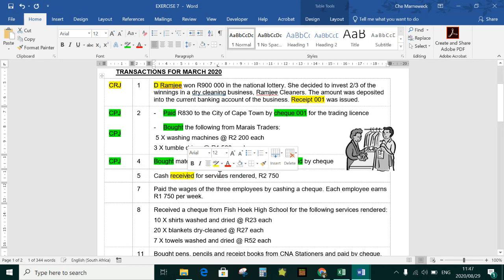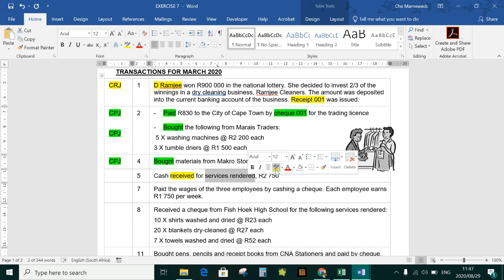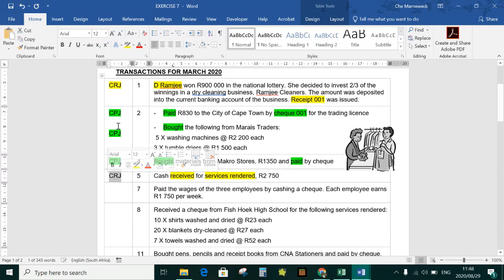Received tells us we are receiving money. What is that money for? It is for services rendered. Hopefully you've realized at this point, but this is our 5th CRJ type exercise, that services rendered. The source doc is cash register roll. So that would be recorded in the cash receipts journal.